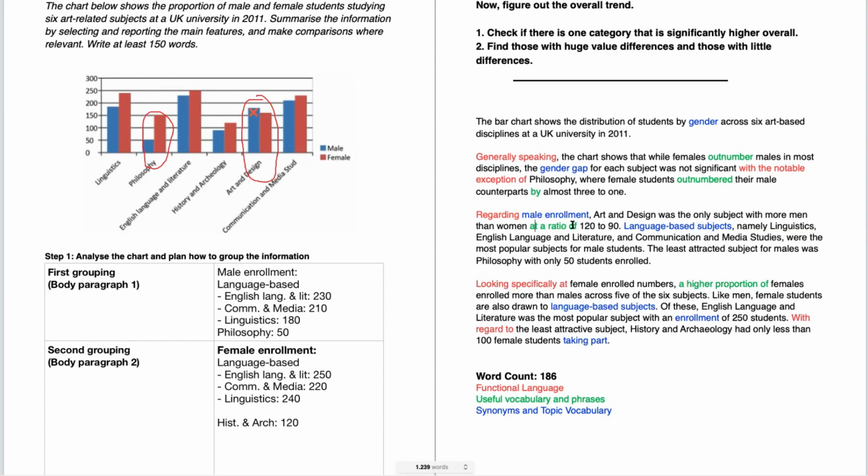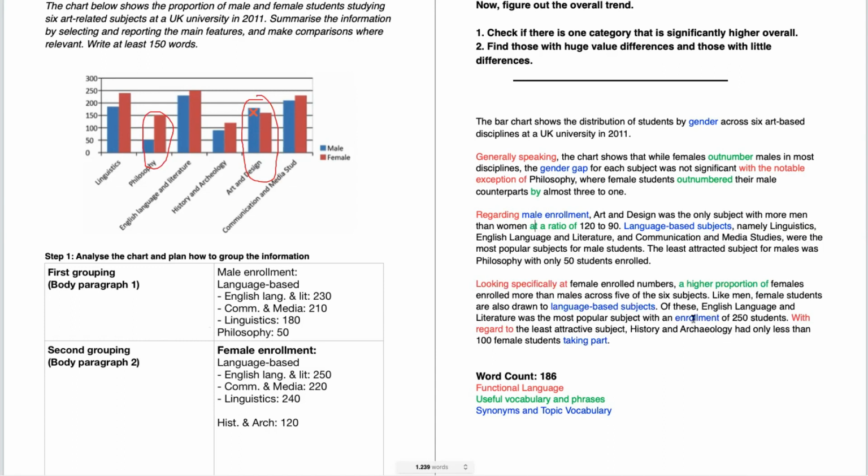Then again, we have "male enrollment". That is very specific, as well as "language-based subjects". This is something that we did not see in the prompt. In the prompt, we saw art-related subjects, but language-based is quite specific. And the fact that we've hyphenated it shows that it is an adjective. So we have used an adjective correctly. We've hyphenated it correctly. These are also great for your scoring.